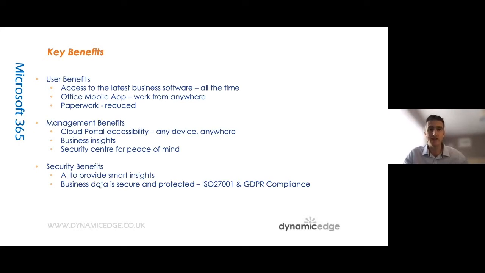Artificial intelligence to provide smart insights. Okay, so we've got bots running now in Microsoft 365 that can tell us the information that we require to know, to give us the peace of mind that we're secure, or to highlight shortfalls within our data and the way that our data is being used, to allow us to address that and to move through it. And we'll touch on it briefly on the next slide. And business data is secure and protected. So if as a business, you're working towards your ISO 27001 or GDPR compliance, there are many things within Microsoft 365 that can help you along your way to achieving those accreditations.